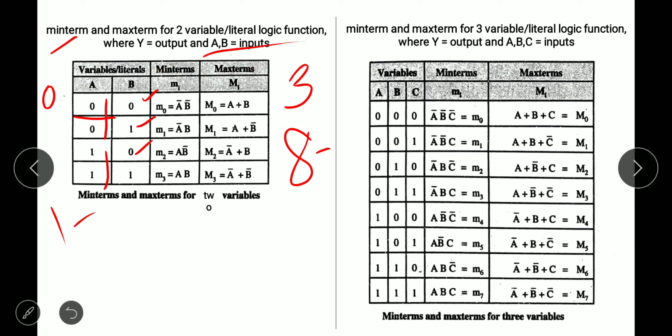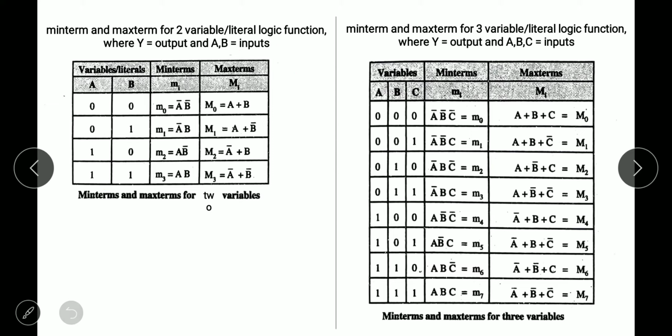So 0 0. For 0 0, M0 is what? A bar dot B bar. Okay, for 0 1, 0 shows bar, then A bar B. Then M2 is A B bar. Okay, and M3 is A and B. Okay, this is nothing but the min terms, how we can write the min terms from the table.